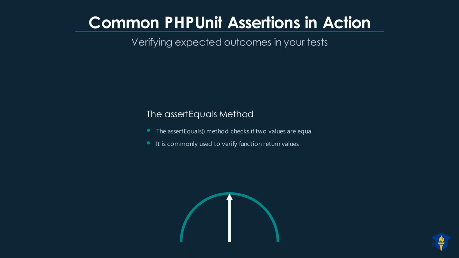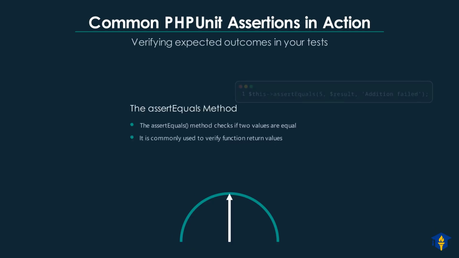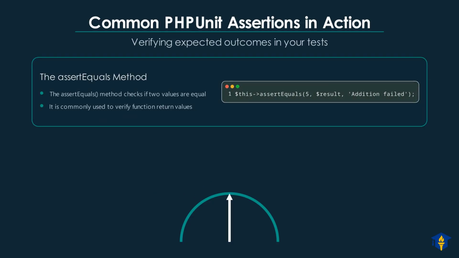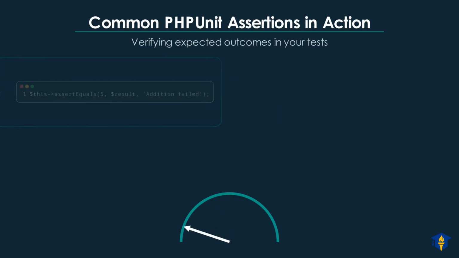We will start with the assertEquals method, a fundamental assertion for comparing values. The assertEquals method checks if two values are equal, commonly used to verify function return values. This assertion checks if the result variable equals 5, providing a helpful message if the addition fails.